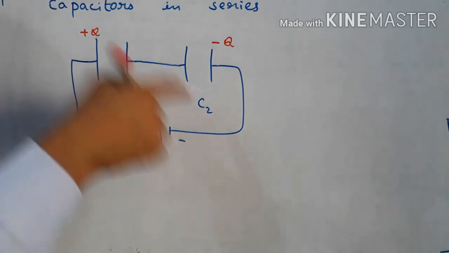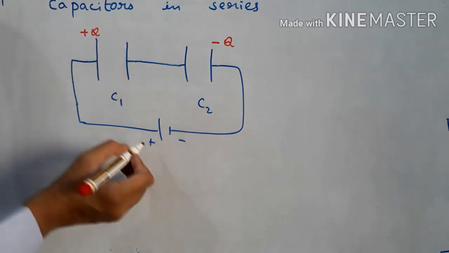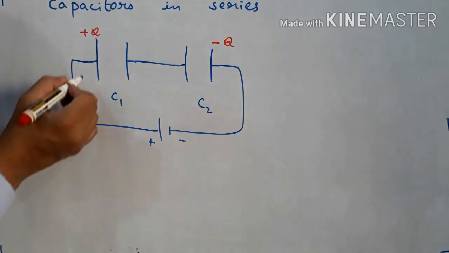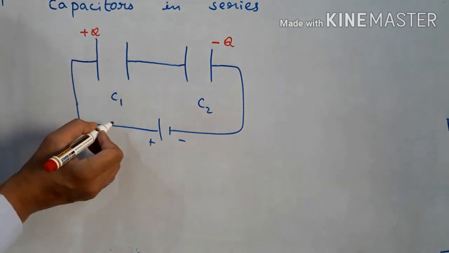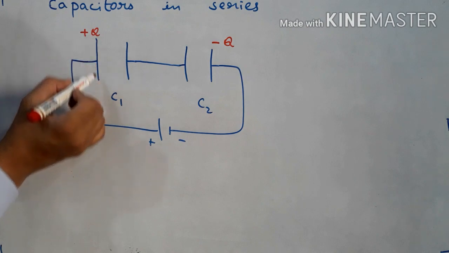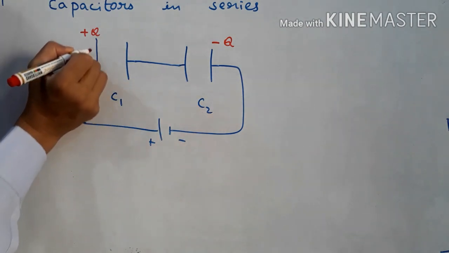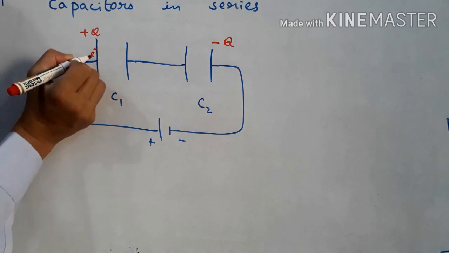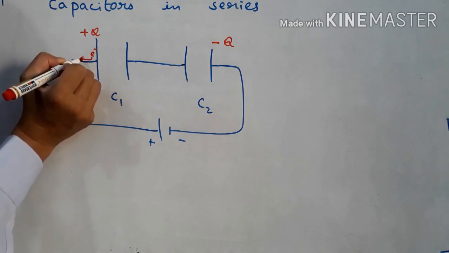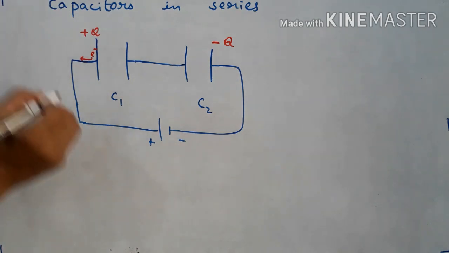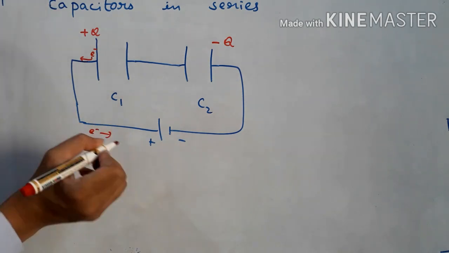Actually, it is the flow of electrons that take place. The positive plate of this battery, it attracts the electrons. Now from where do the electrons come? Remember, these plates of capacitors are metals. Metals have large number of free electrons. So those free electrons from the metals, they move through this wire to this positive terminal of the battery. So electrons will move like this.